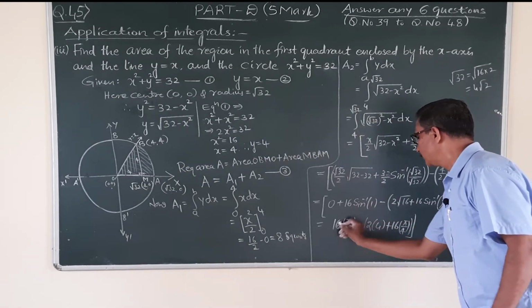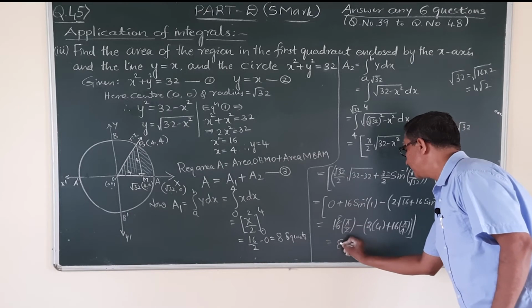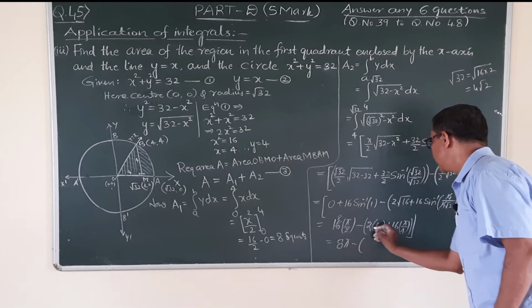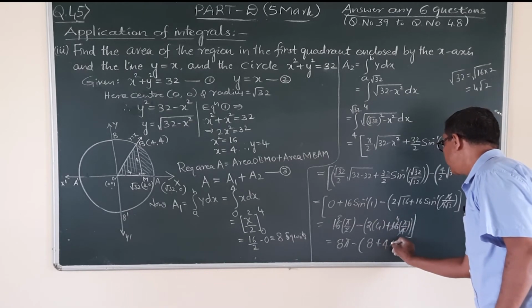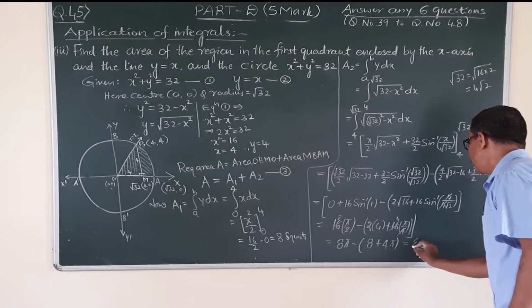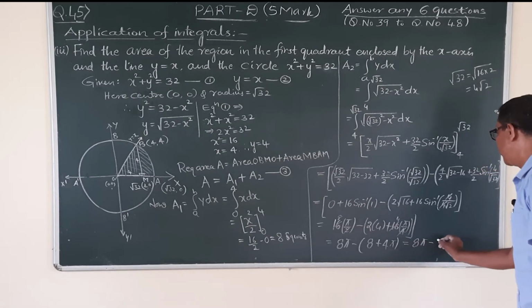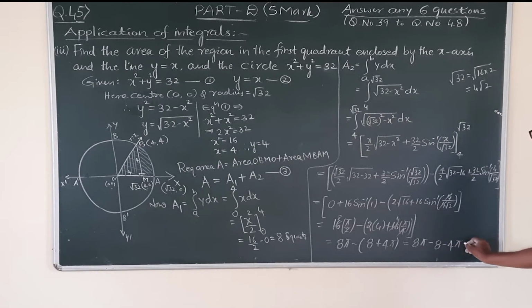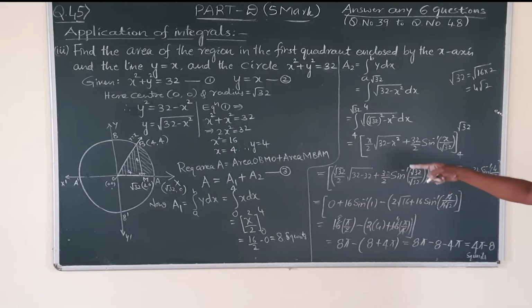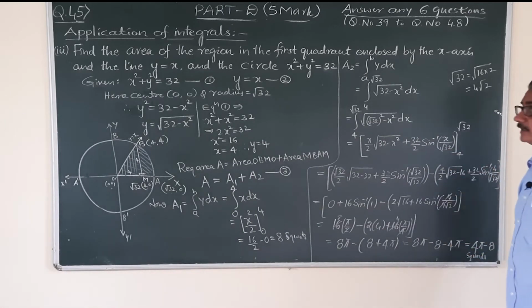So 2 1s are 2, 8s are 8 pi, that is 8 pi, minus 2 4s are 8, plus 4 1s are 4, 4 4s are 4 pi. That is equal to 8 pi. Remove that bracket. Minus 8 minus 4 pi. That is equal to 8 pi minus 4 pi, which is 4 pi minus 8 square units. This is area A2, area MBAM. We got both the areas A1 and A2.